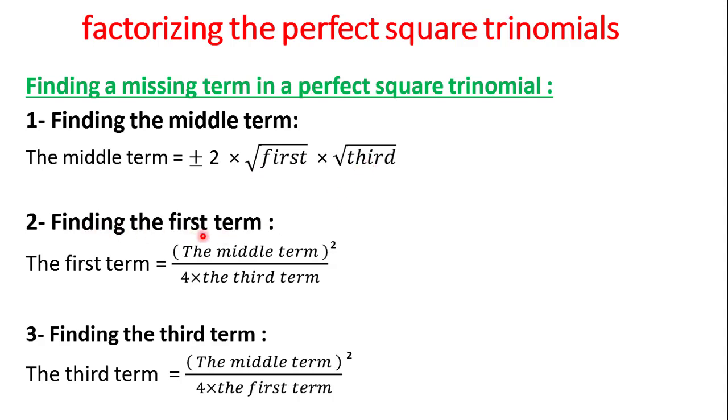So if you want to find the middle term, it will be positive or negative 2 times root the first term times root the third term. If I want to find the first term, I take the middle term power 2, then divide by 4 times the third term. And the third term, similar to the first term, is the middle term power 2 over 4 times the first term.